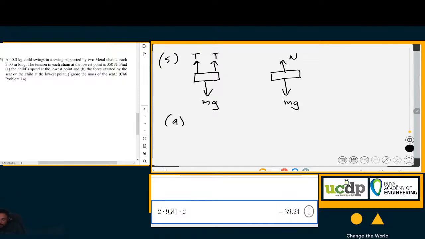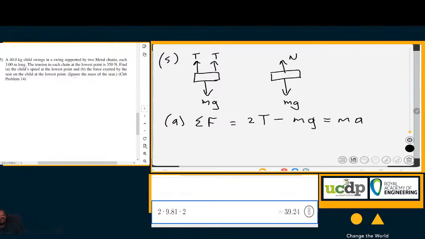So, the sum of the forces on the seat is equal to the net force, which is equal to 2 times the tension going upwards minus the weight of the child. And that should be equal to the mass times acceleration.